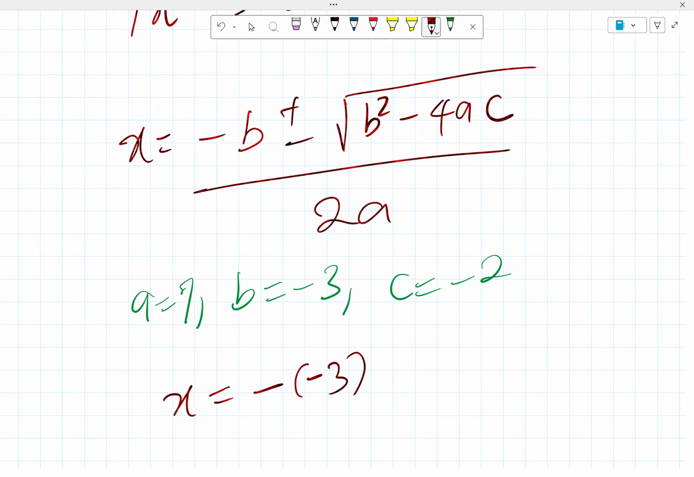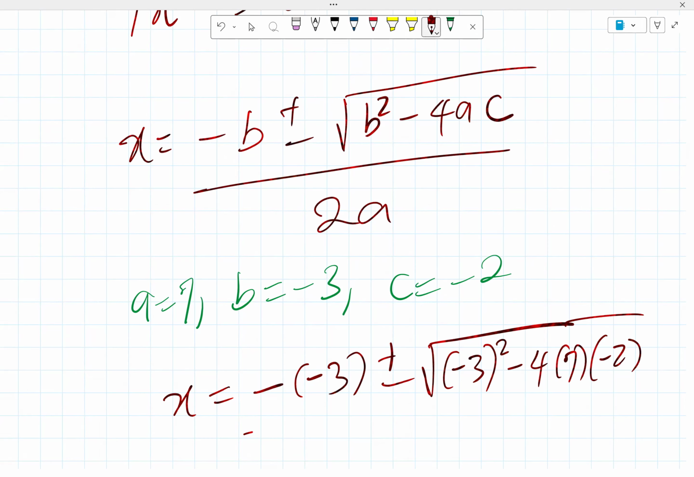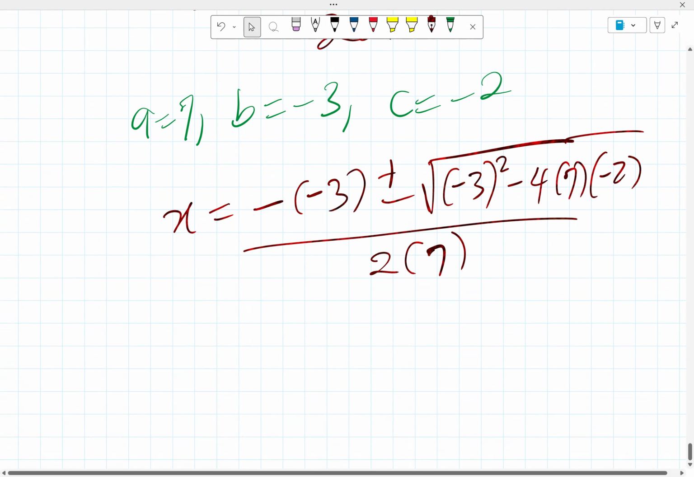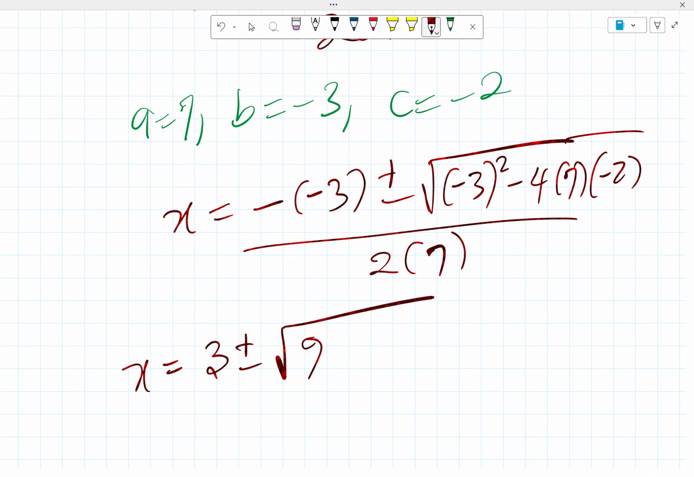So minus minus 3 plus or minus square root of b squared, that's minus 3 squared, minus 4 into 7 into minus 2, all over 2 times 7. Okay, so we then have x equals minus and minus is plus. So you have 3 plus or minus square root of minus 3 squared is 9. Minus and minus is plus. 4 times 7 is 28. 28 times 2 is 56. All over 2 times 7 is 14.